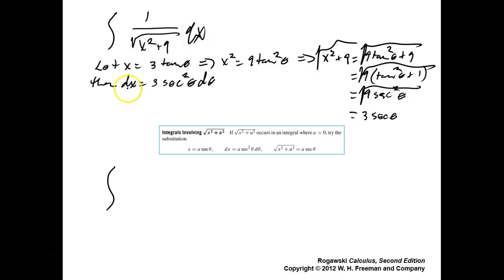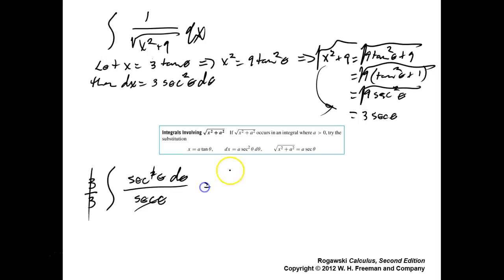Okay, so let's rewrite our integral with all that information we know. The numerator has just the dx, which is, with a 3 on the outside, 3 secant squared theta d theta. And your denominator is the square root of x squared plus 9, which we found to be 3 secant theta. The 3s go away, and the secant thetas cancel, and that just leaves you the integral of secant theta d theta.